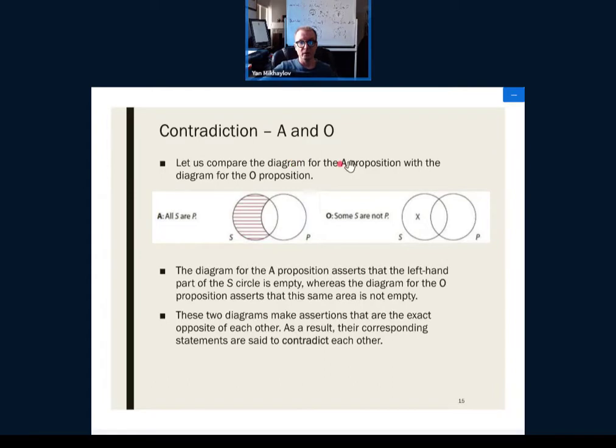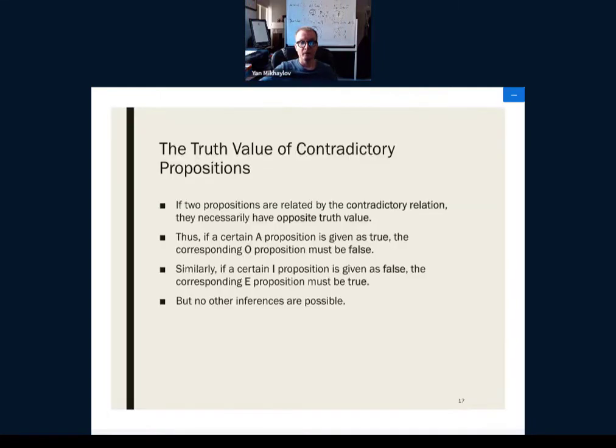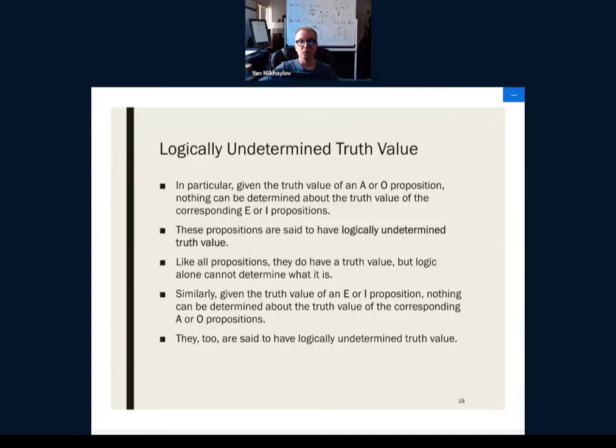So again, A and O, contradictory. E and I, contradictory. The truth value changes for contradictory from whatever it is to the opposite. All the other ones, these dashed lines, are logically undetermined in truth value, meaning that when you, for example, go from A to E, you do not know what will happen to the truth value.